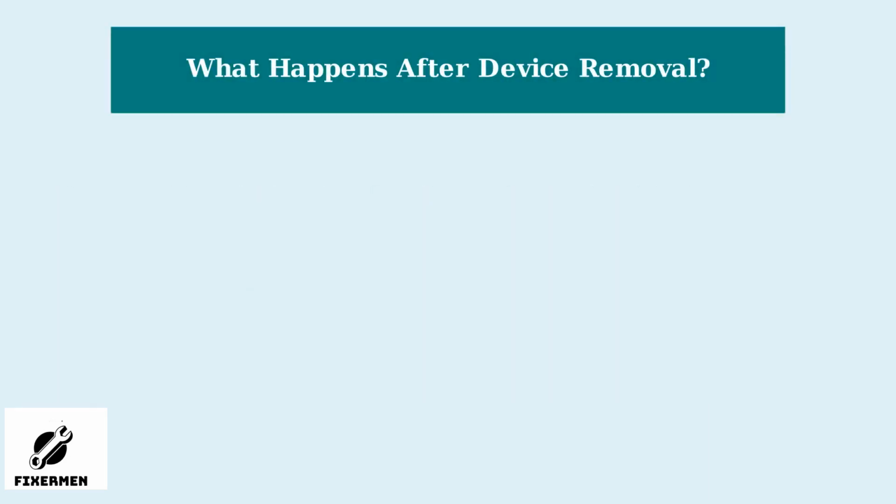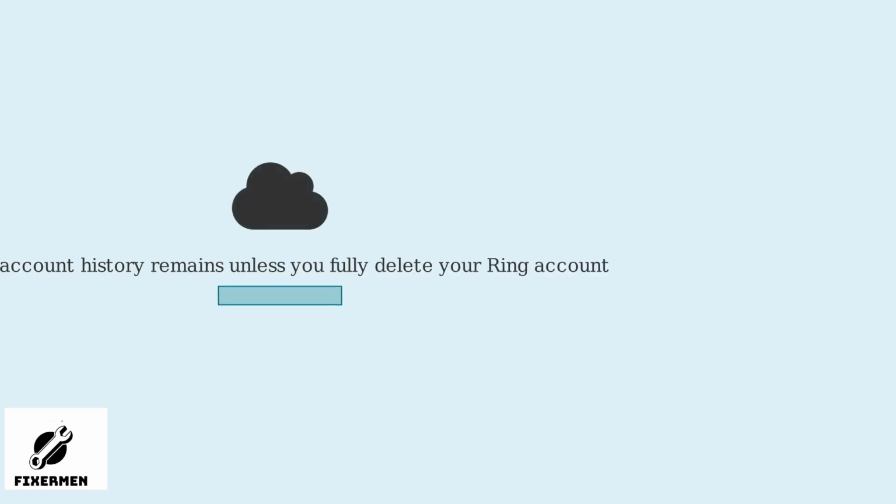After removing a device from the Ring app, several important changes occur that affect your data and device functionality. First, device-specific data is deleted from Ring's servers. This includes recordings and settings unique to that particular device. However, your overall account history remains intact unless you choose to fully delete your entire Ring account.